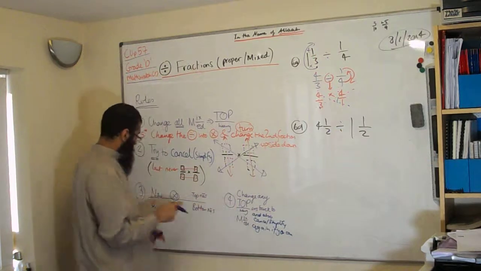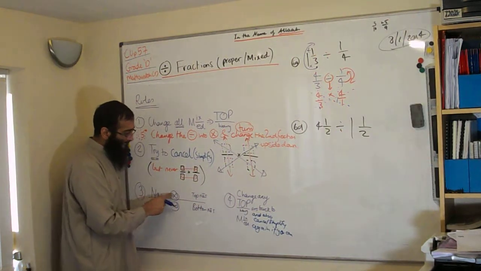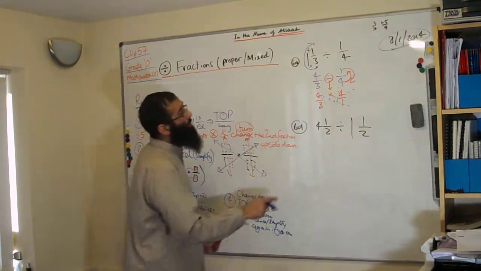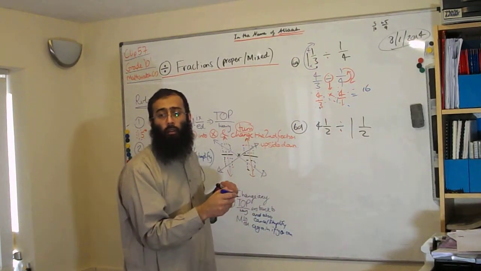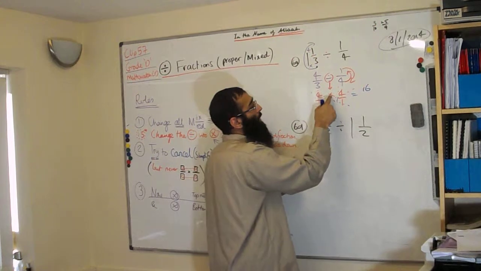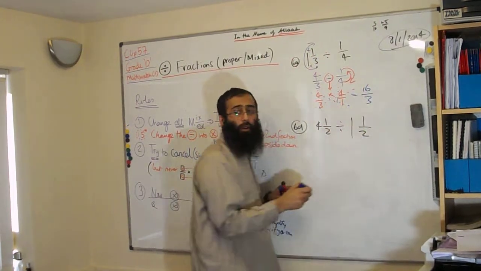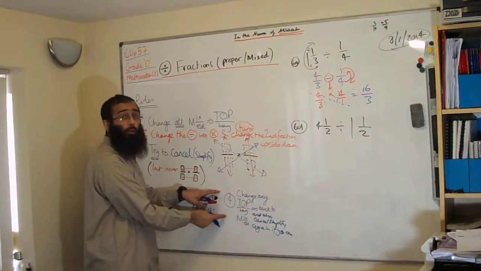So we move on to step number 3. Now multiply out the top numbers and multiply the bottom numbers. So 4 times 4 is equal to 16. 3 times 1 is equal to 3. So we've reached step 4 now.